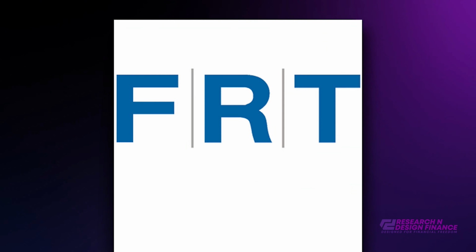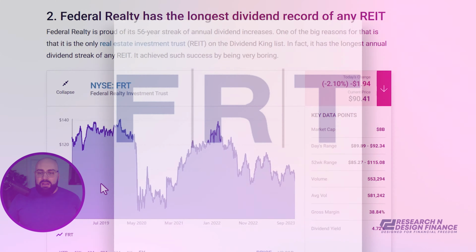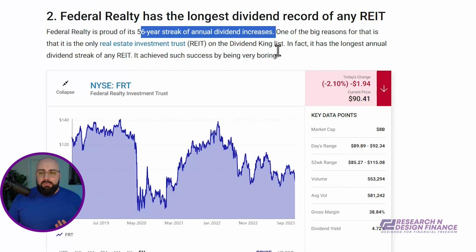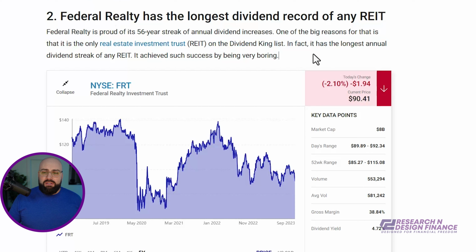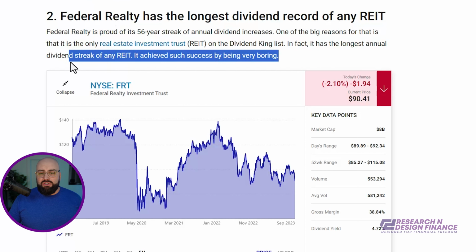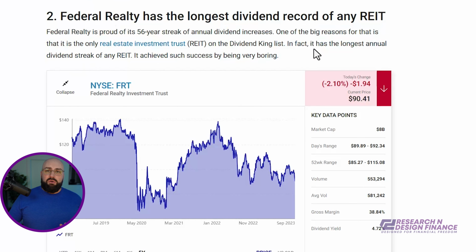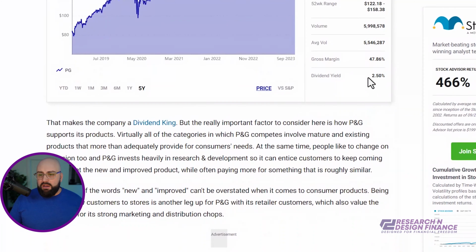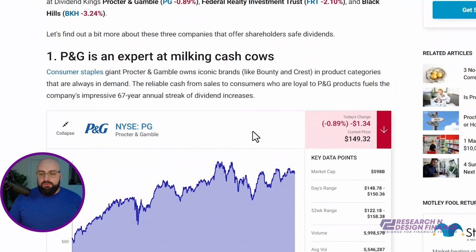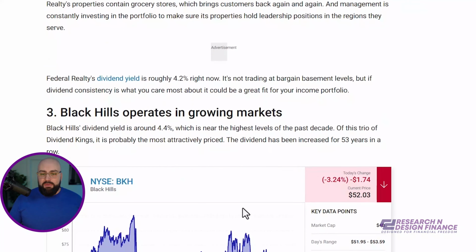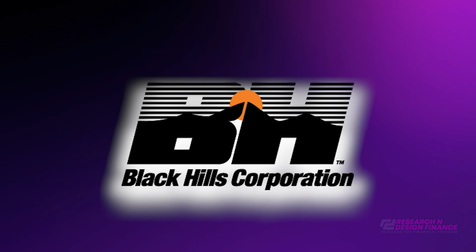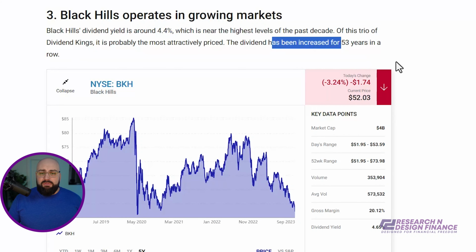The second one is Federal Realty. They have a 56-year streak of annual dividend increases. One of the biggest reasons is they're the only REIT on the Dividend King list, and it's the longest dividend streak of any REIT out there. So my list did not have any REITs on it, but Federal Realty is one. The yield here is 4.72, and I should note that the yield up here is 2.50 for Procter & Gamble, and that's continued to go up. And the last one is Black Hills, 4.4%, and I believe they have a 53-year streak of increased dividends.